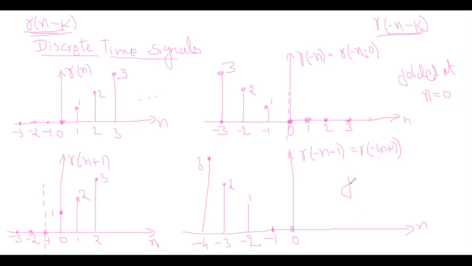The folding occurs at n is equal to 0. But here the folding is at n is equal to minus 1 in this function. The folding at n is equal to minus 1 means the folding occurs here. The values on one side of the dotted line, these values are on the left-hand side and these values will appear on the right-hand side. Folded at n is equal to minus 1. In the other case, folded at n is equal to 0.